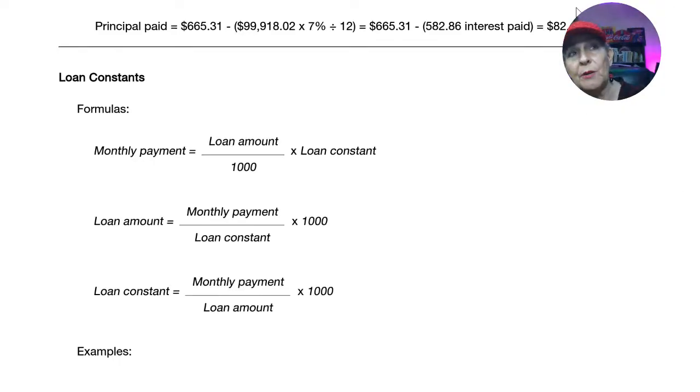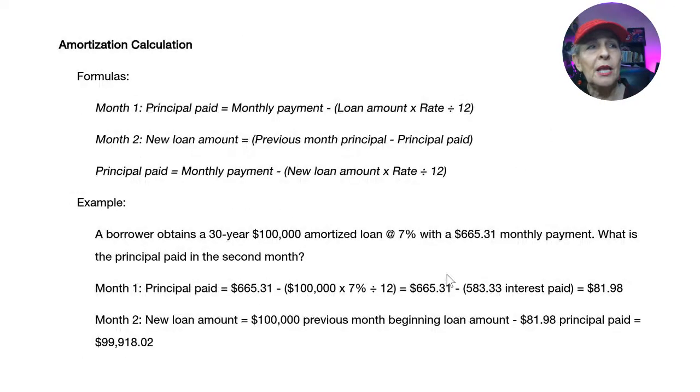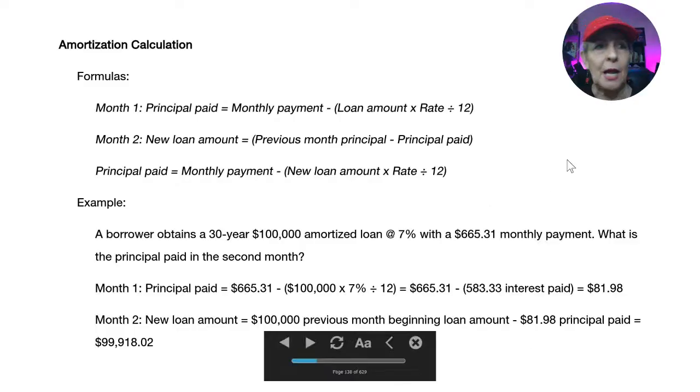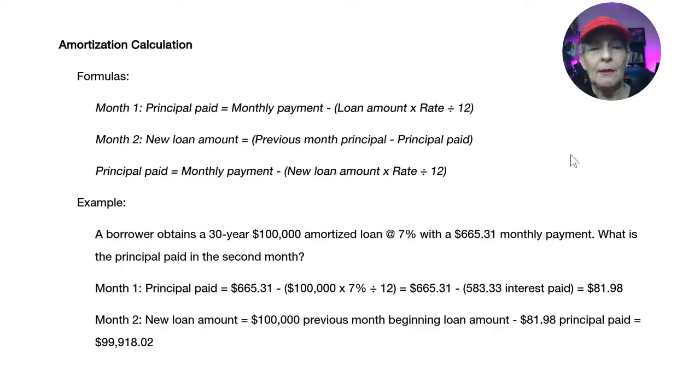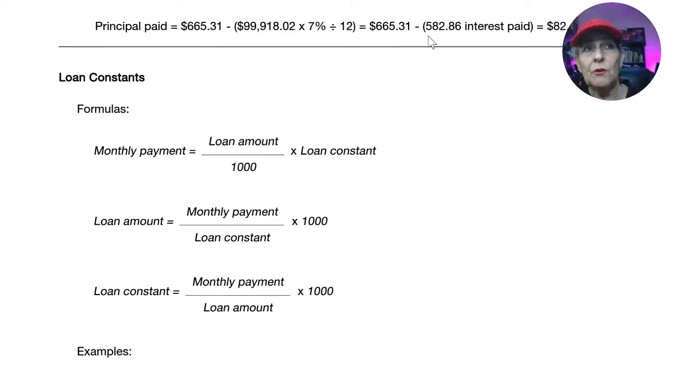So every month this amount is going to go up. If you have some answers and you don't have time to calculate it, just know that the principal amount on the second month, the third month, and the fourth month are going to be larger than the first month and the second month. Each month, the principal amount is going to be a little bit larger, and the interest amount is going to be a little bit less. So here was 583.33. Here was 582.86. See, this starts going down, principal starts going up.